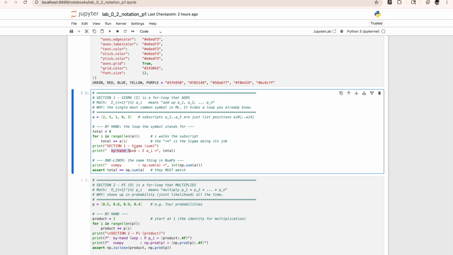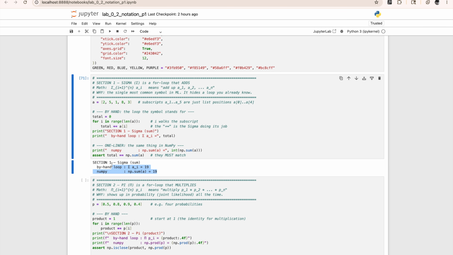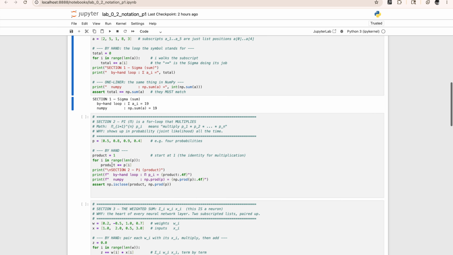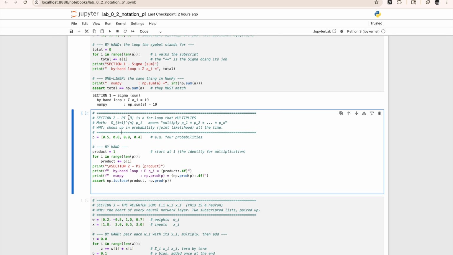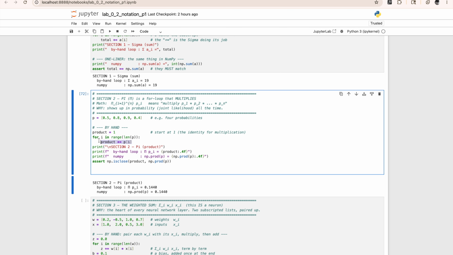Here it is by hand, a for loop with a running total. And here is the one-line NumPy version, np.sum. Same answer, 19. The symbol was just a loop. Its cousin is the capital Pi. Same idea, but it multiplies instead of adds. Loop over the list and multiply as you go. We will see this constantly in probability, where we multiply chances together.